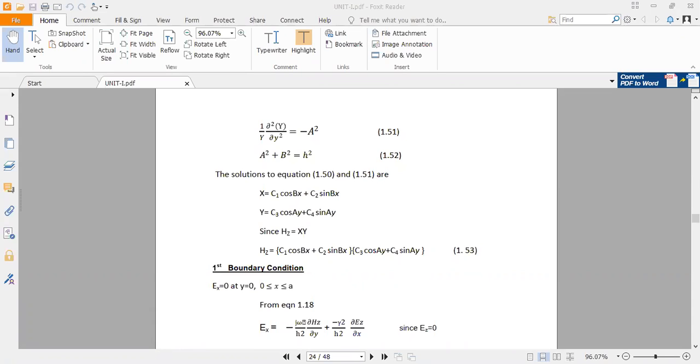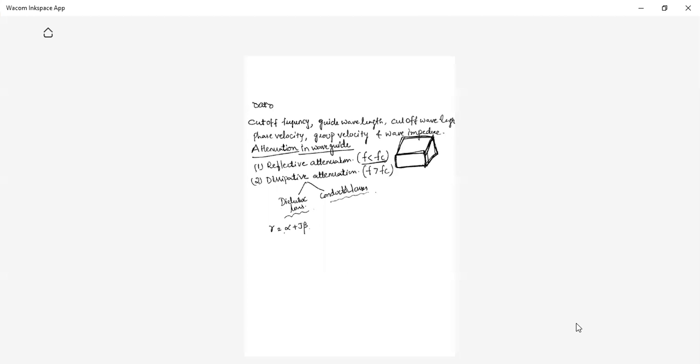Ma'am, are you sharing your screen? Are you sharing Wacom, ma'am? Wacom is not shared to us, ma'am. Till now only the PDF was shared. Okay, now are you able to see? Yes, now we can see, ma'am. Yeah. So you should tell me.